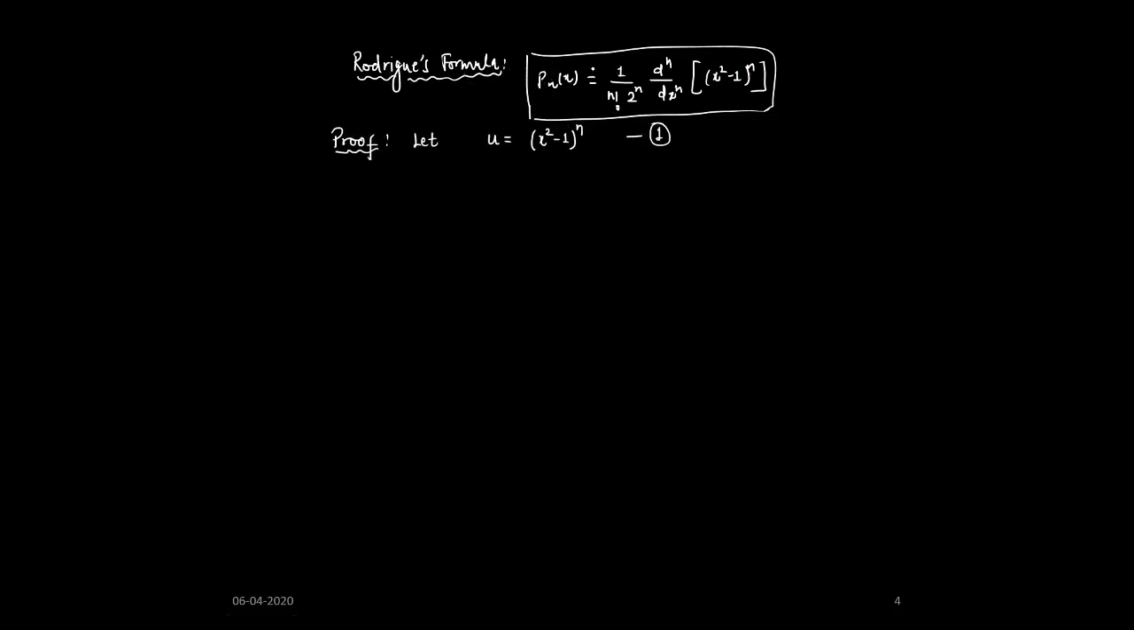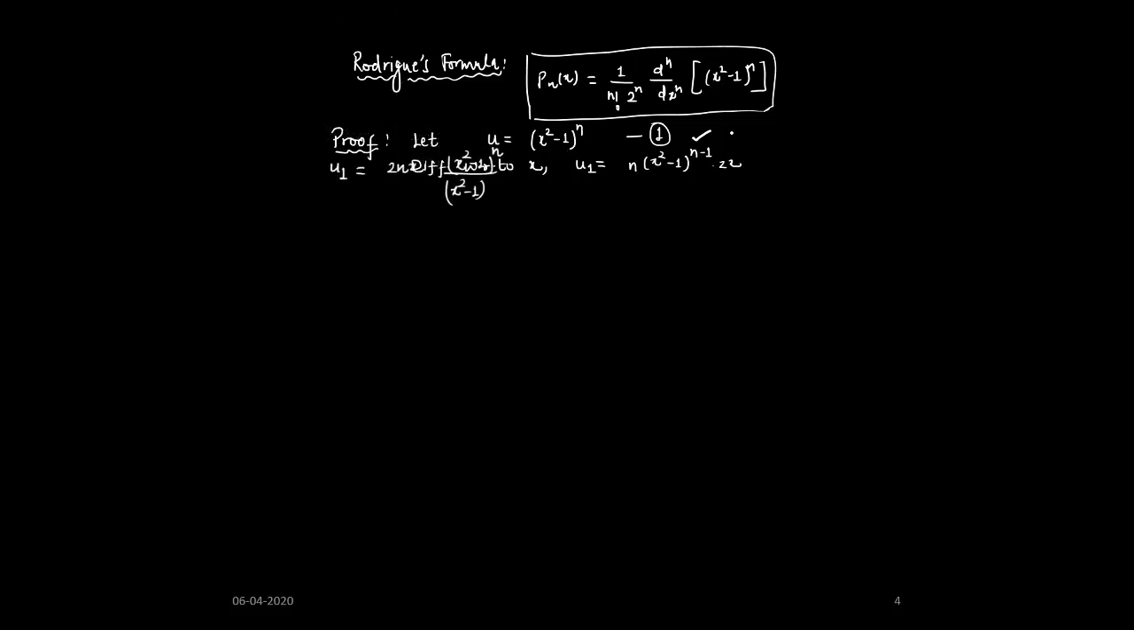Okay, so we will prove this formula. So let's see the proof. Let u be (x square minus 1) raised to power n. This is equation number 1. Now we will differentiate this with respect to x. I'm denoting the first derivative of u by u1. So differentiating this with respect to x, we get n (x square minus 1) raised to power n minus 1 into 2x, right? You can easily find the derivative of this.